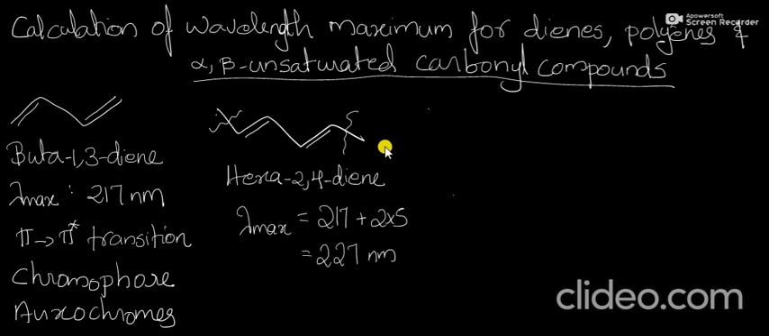So, how can you calculate the lambda maximum value of this compound? We know that this is our chromophore. Its lambda maximum value is 217 nanometer. That is the basic compound buta-1,3-diene. These two methyl groups are attached to this chromophore. So, lambda maximum will be 217 plus 2 into 5. That is equal to 227 nanometer.